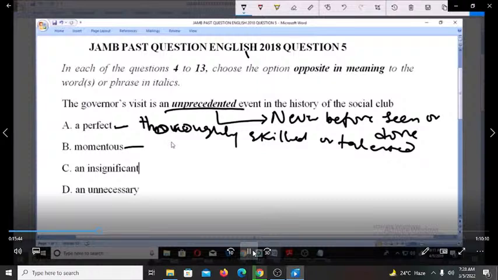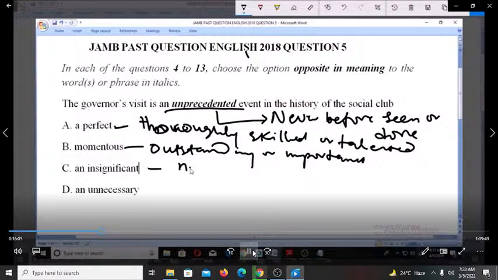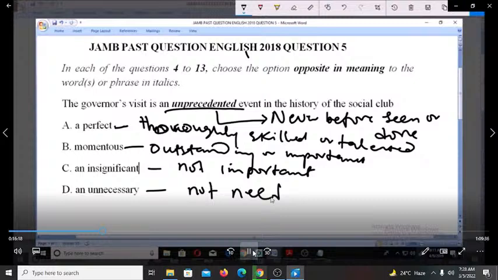Now, momentous, what does momentous mean? Momentous simply means outstanding. Something that is so great that you can say it is outstanding, or something that is very, very important. So you can see that it has the same meaning as unprecedented. Now you look at insignificant. When you say something is insignificant, it simply means that that thing is not important. So it's the opposite of what we've been saying. Now, unnecessary. When you say that something is unnecessary, it simply means that that thing is not needed. Something that is not needed is unnecessary.